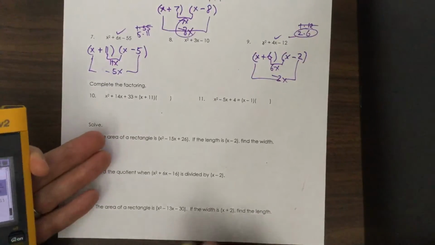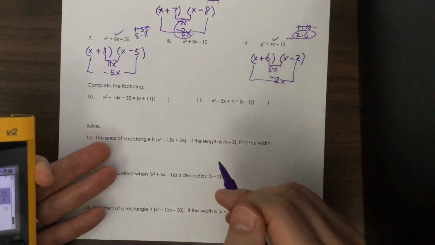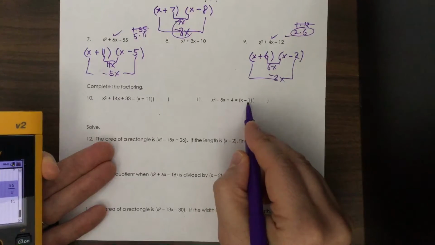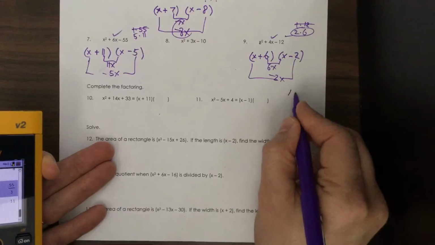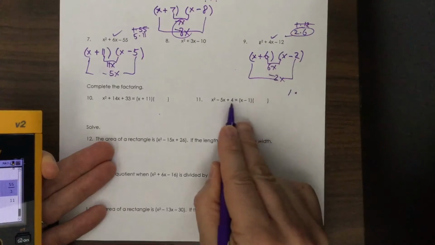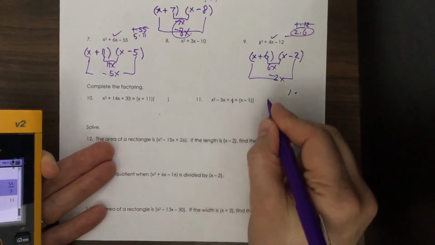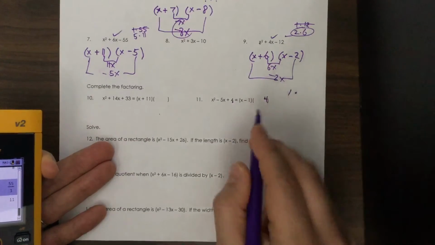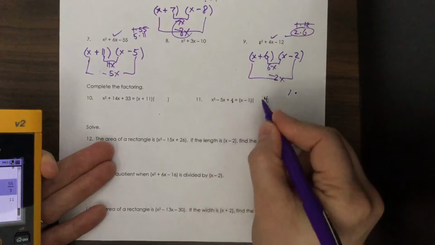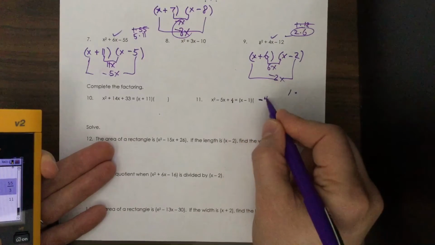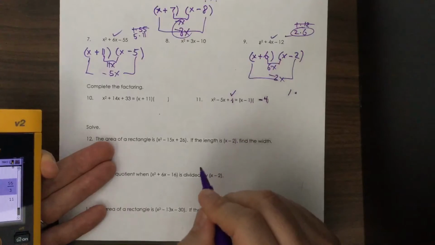Okay, now number 11 we're doing together. A little bit easier, honestly. They give you half the answer. Okay? They give you x minus 1 as one of your binomials. So we know you're doing 1 times something to get this last term 4. It's going to have to be 1 times 4, right? Now, since they have a negative 1, we're going to have a negative 4, because negative 1 times negative 4 makes us have positive 4.